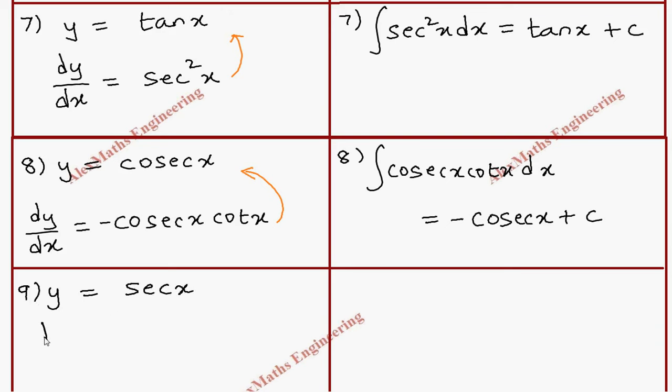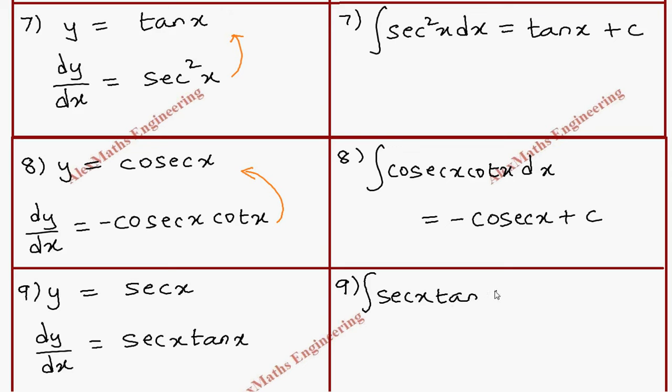The next one, y equal to secant x, then its differentiation dy by dx gives secant x into tan x. So now the integration of secant x tan x dx gives, from this reverse, secant x plus c.